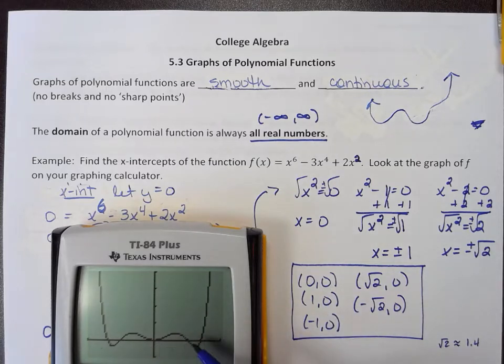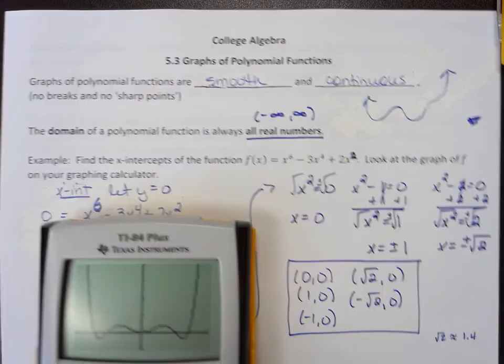At (1, 0), it crosses the x-axis. At (-1, 0), it crosses the x-axis. And then we have at positive and negative square root of 2, which is positive and negative 1.4. That would be this point right here. So here's 1 and here's 2. 1.4 would be there. Negative 1.4 would be there. So you can see this graph really does touch the x-axis in all 5 of these points.